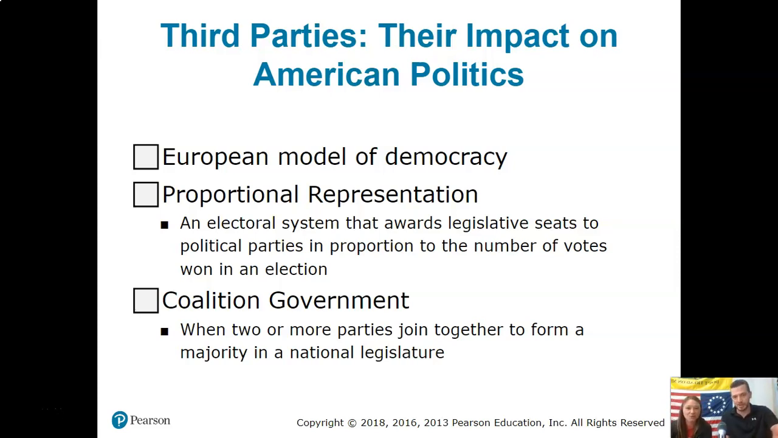The European model of democracy is proportional representation, and they say that it's an electoral system that awards legislative seats to political parties in proportion to the number of votes they won in an election. It sounds kind of lovely. Well, in a way it's a lot fairer, because third parties would actually have a much bigger chance and they would be able to represent people more specifically.